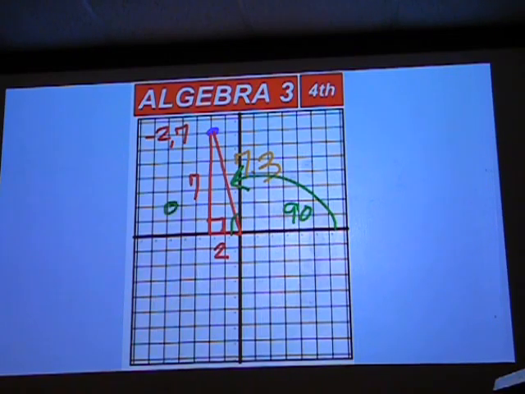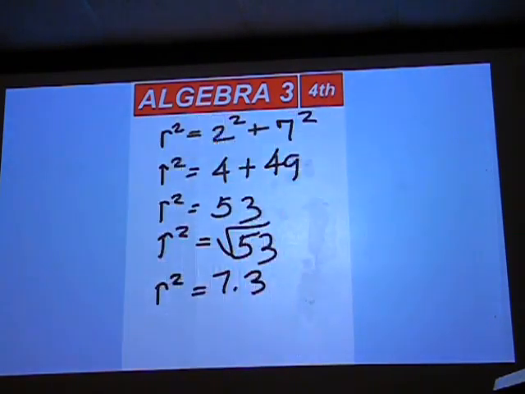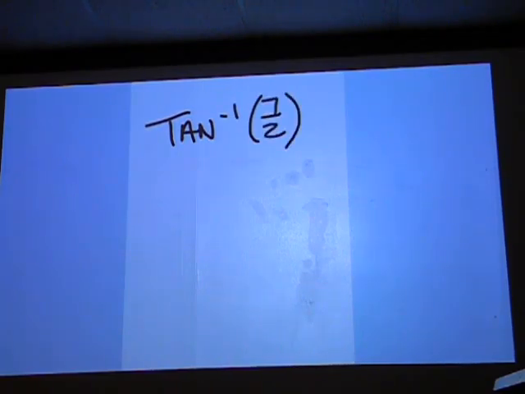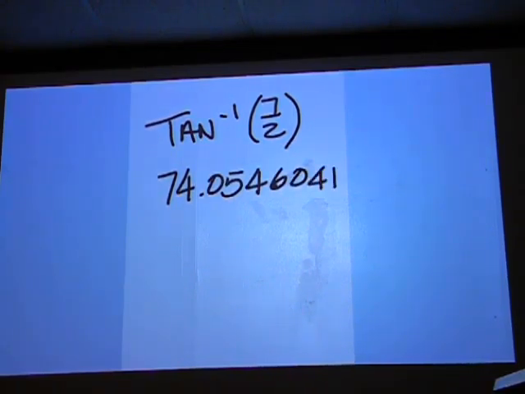7 is opposite of the angle, 2 is adjacent to the angle. Therefore, 7 over 2 is what we're going to use. Inverse tangent of 7 over 2 is what we're looking for. That's going to come out to be 74.054641, and we're going to use that to find what's missing. Keep that in your calculator.